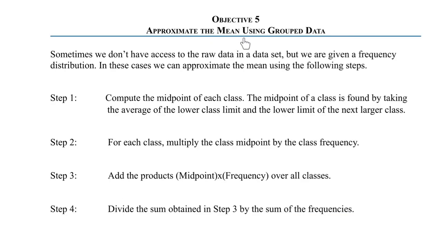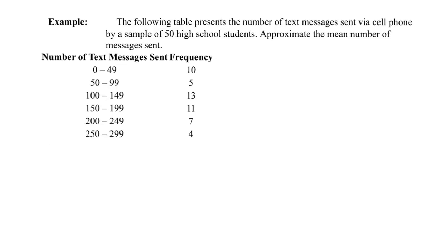Objective 5, approximating the mean using grouped data. Sometimes we do not have access to the raw data in the data set, but we are given a frequency distribution. In that case, we compute the midpoint of each class, then multiply the midpoint by the frequency, then add all those and divide by the sum of the frequencies. This table represents the number of text messages sent via cell phone by a sample of 50 high school students, and we need to find the mean number of messages sent.